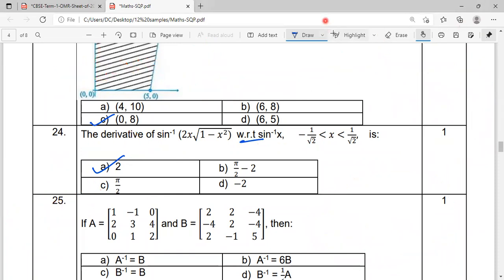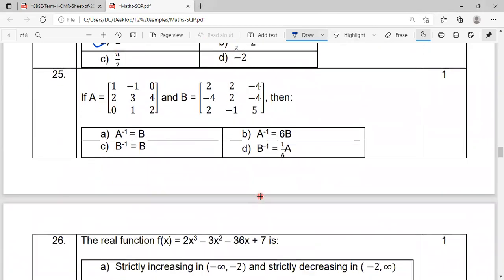All right. So we move on to the next one now. If A is this, B is this, then which of these should be right? When you look at the question, you should look at the options also and see if you can figure out something from there.